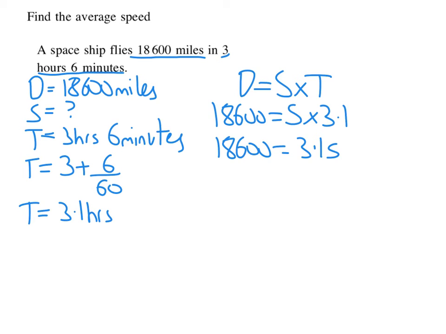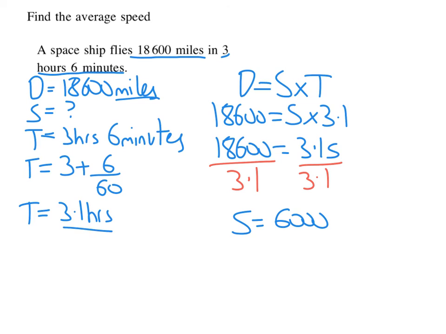So to get S on its own, to solve for S, we divide both sides by the number in front of S, which in this case is 3.1. And that gives us that S is 6,000, and we've got to work out its units. Well, as we're doing miles an hour, it'll be miles per hour. So the answer is 6,000 miles per hour.